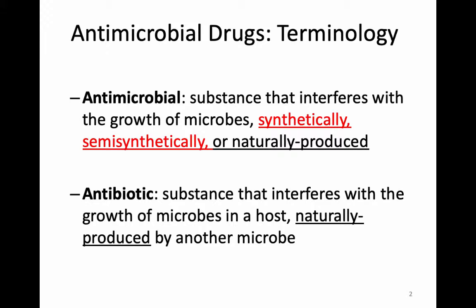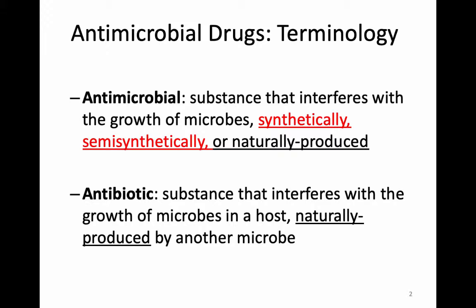If a drug is described as being an antimicrobial, then it is a substance that interferes with growth of microbes, and that substance can be synthetically, semi-synthetically, or naturally produced. The synthetically produced drugs are made in a laboratory. The semi-synthetically produced drugs are derived from a natural compound that has been altered in a laboratory, and the naturally produced are compounds that are made in nature and have been isolated from nature that are found to have antimicrobial properties.